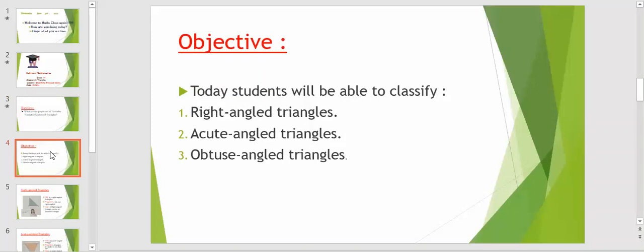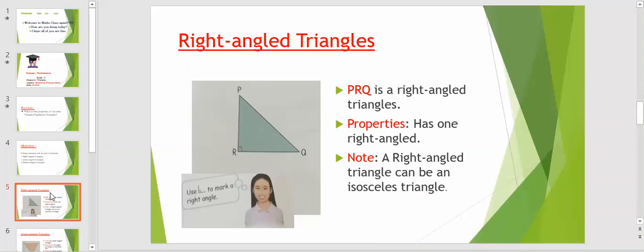Today, students will be able to classify right angle triangle, acute angle triangle, and obtuse angle triangle. Okay, let's start with right angle triangle together. You look at the pictures and do you remember the symbol right here? Use the symbol to mark right angle or to mark 90 degrees.